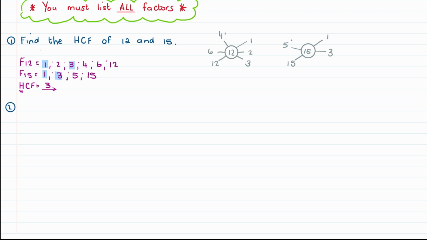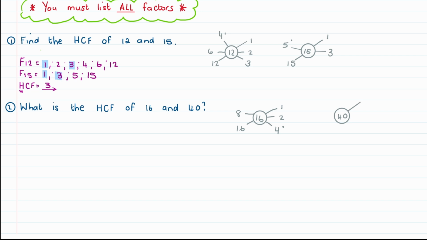Let's try another. What is the highest common factor of 16 and 40? 16 divided by 1 is 16, divided by 2 is 8. I can't say 16 divided by 3, but I can say 16 divided by 4, which gives me 4. I've already written down the 4, so I have found all the factors of 16.